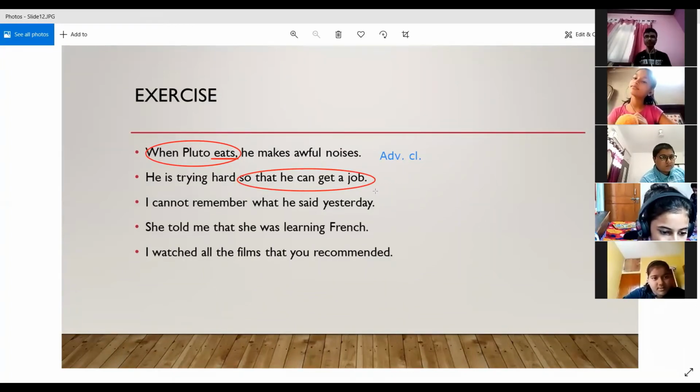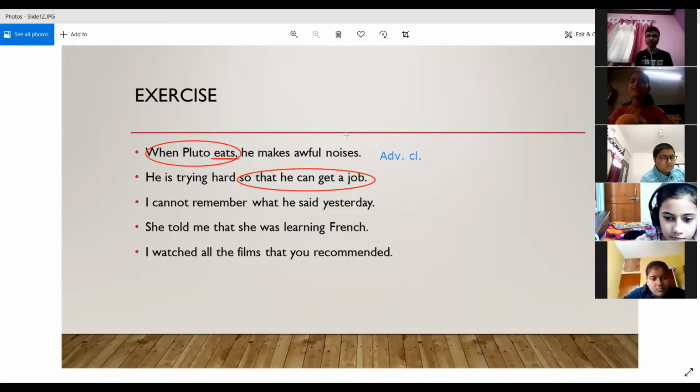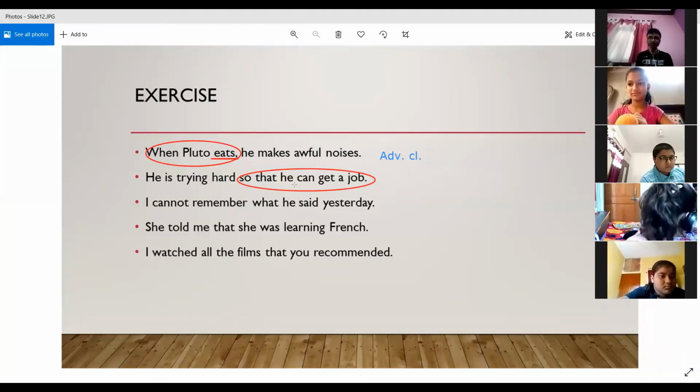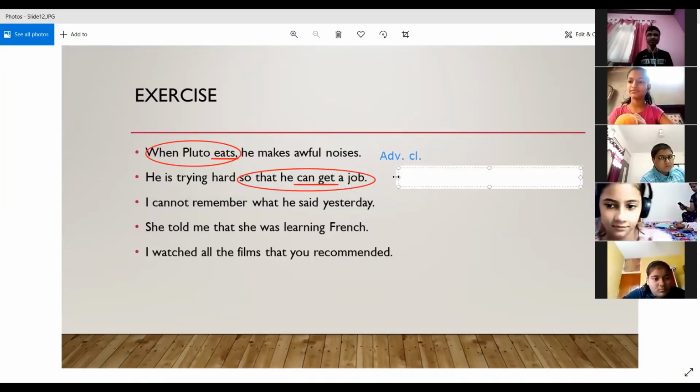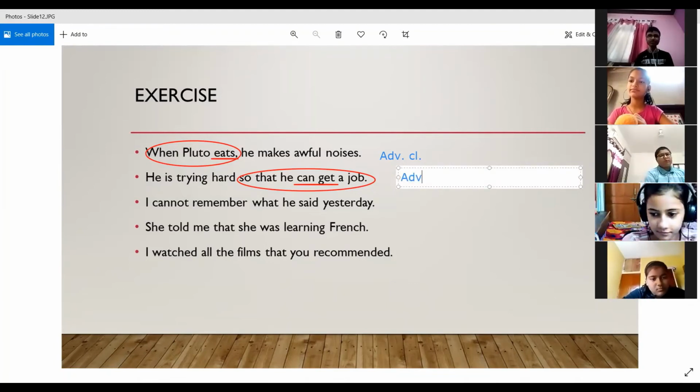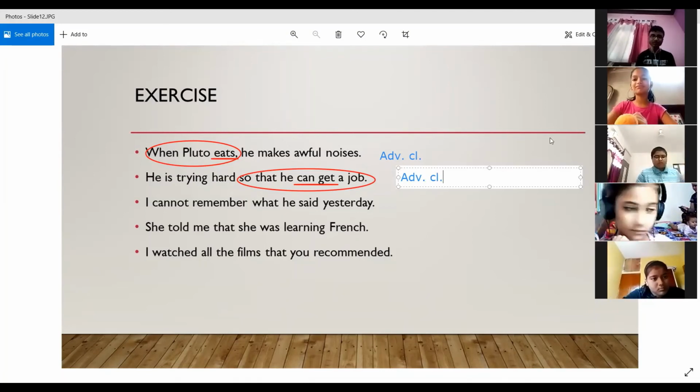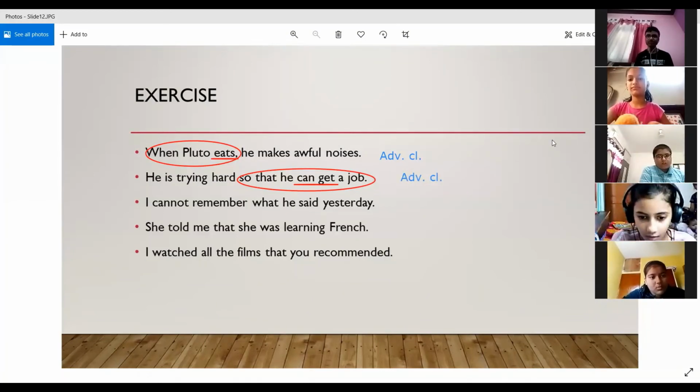Now tell me the verb that is present. Can get. Yes, can get present over here is the verb part. So it is clear that we are being given the reason for the action and the verb is present. So it is an adverb clause. Thank you. All right.